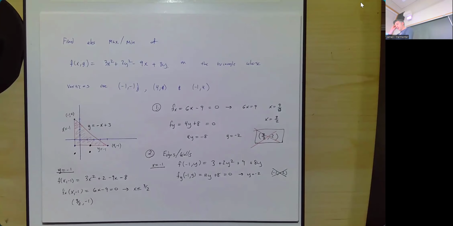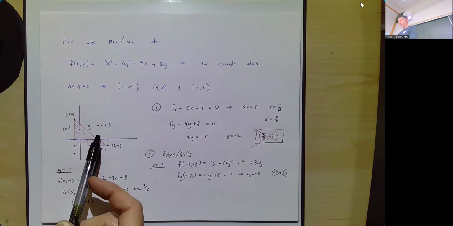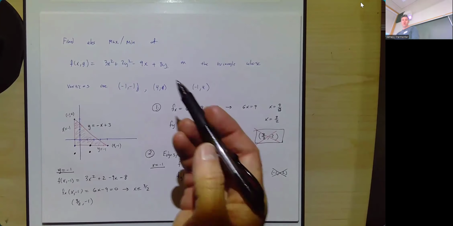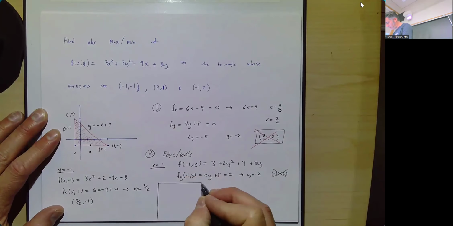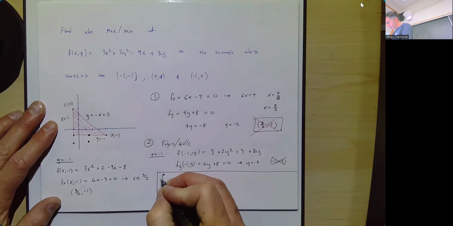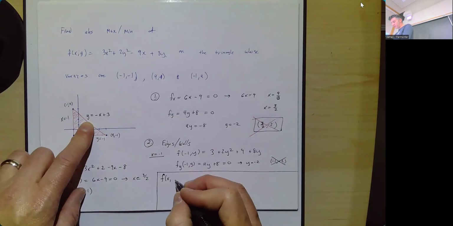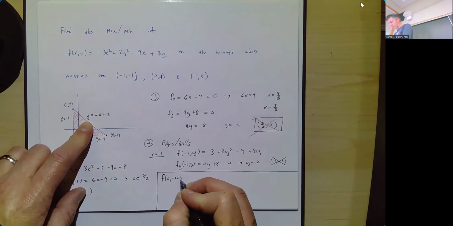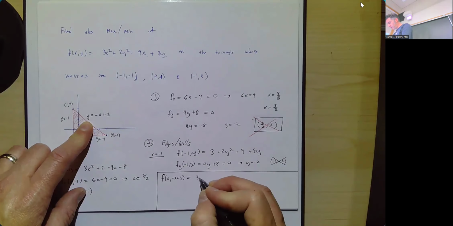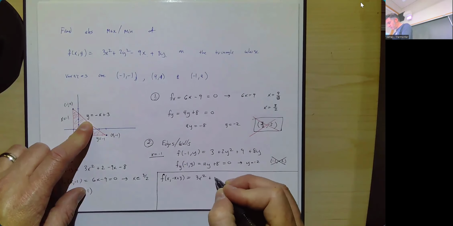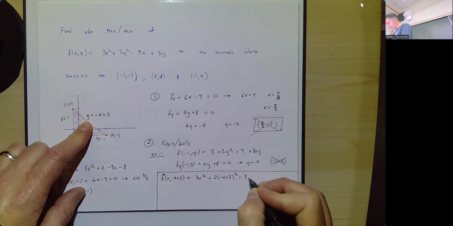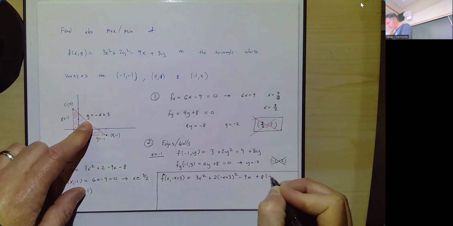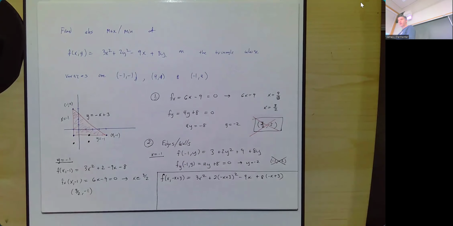And then the one that's going to be messy, we're going to plug in y equals -x plus 3 into our function. And I might not have enough room here, but we'll see if we can make it fit. So f of x comma, instead of y, we're going to say -x plus 3, is 3x squared plus 2 times (-x plus 3) squared minus 9x plus 8 times (-x plus 3). And then we take the partial derivative of that.